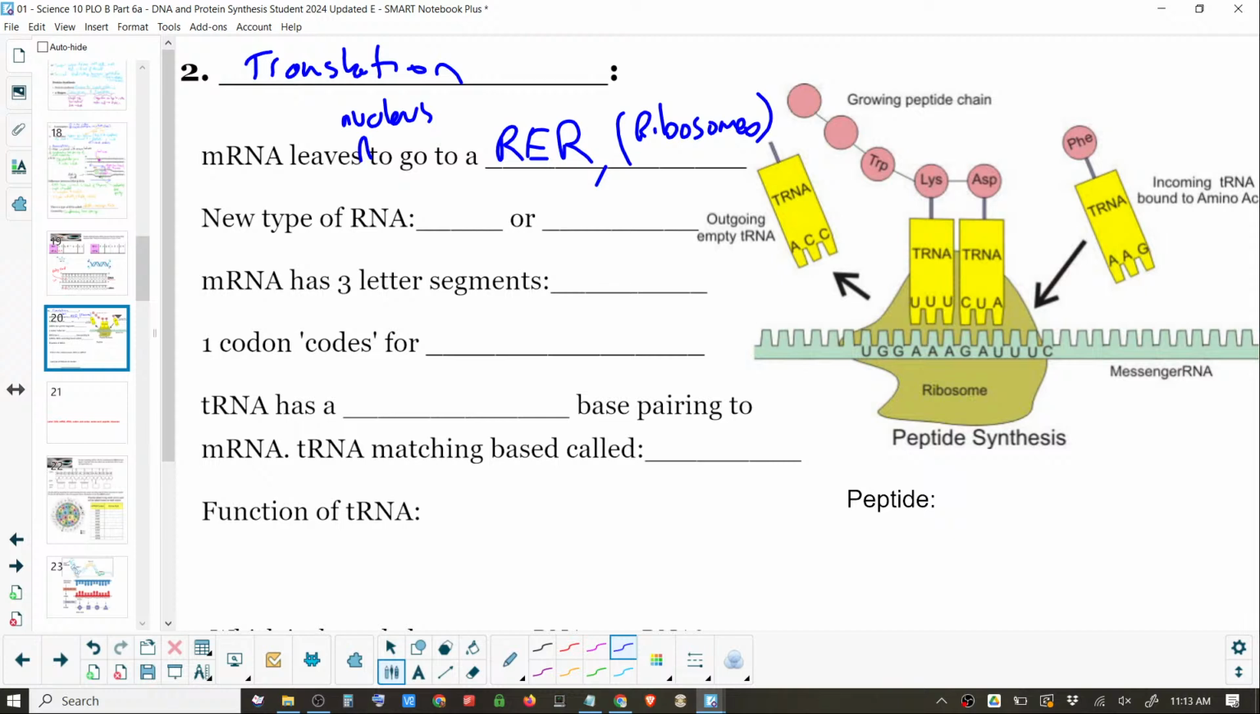We have a new type of RNA, and that is tRNA, or transfer RNA. Transfer RNA is what carries the amino acids into it. They have a little area here.